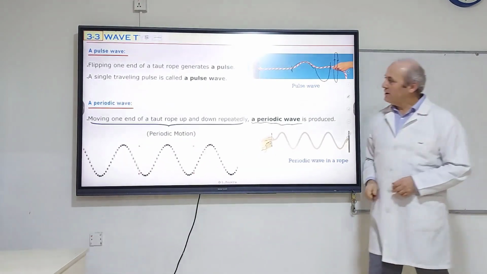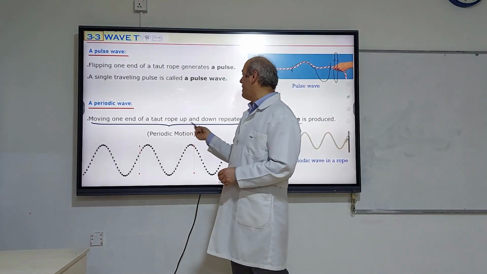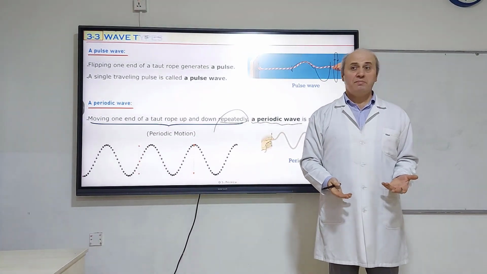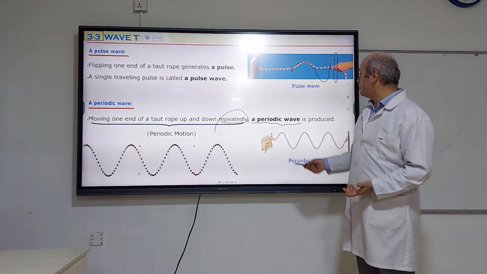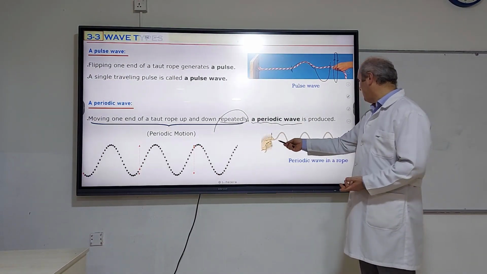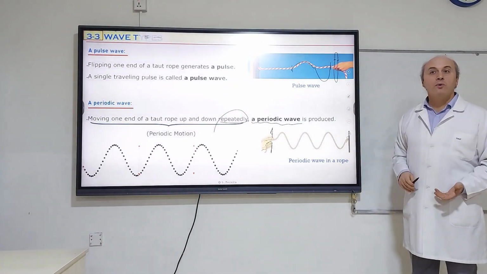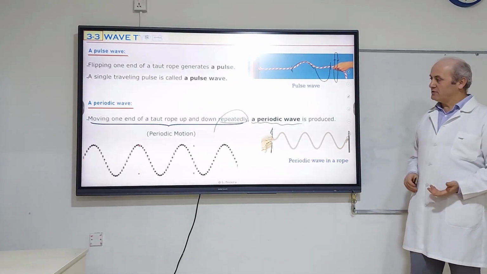periodic wave. Yeah, and moving one end of a tall drop up and down repeatedly, repeated motion in physics is called what? Periodic motion. So you are going to produce a periodic wave, just like this example. So this hand is moving up and down repeatedly, and on the drop you are going to produce periodic waves.